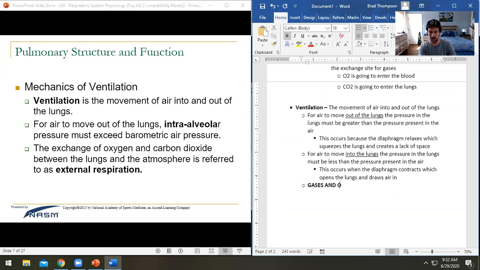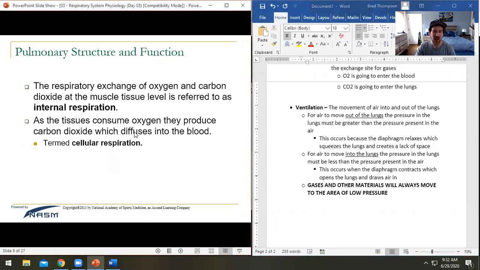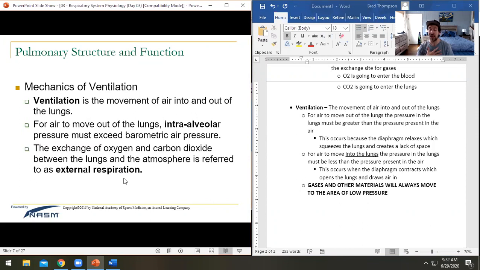Gases and other materials will always move to the area of low pressure. Okay, nature hates gradients. So when that's happening at your lungs, we call that external respiration. Okay, so when it's occurring in your lungs, we refer to it as external respiration, because again, I know it seems kind of weird, but your lungs are technically outside your body, right? They are the outside environment. That's why this is external respiration.